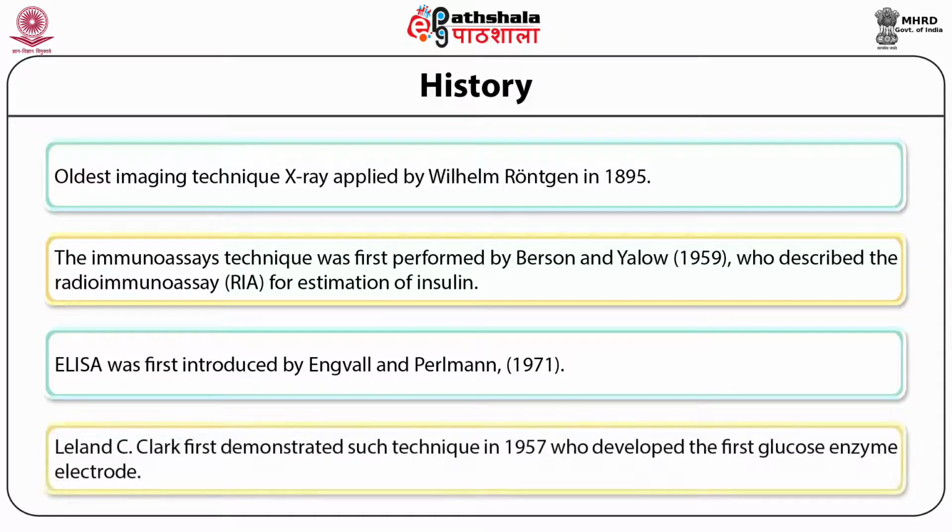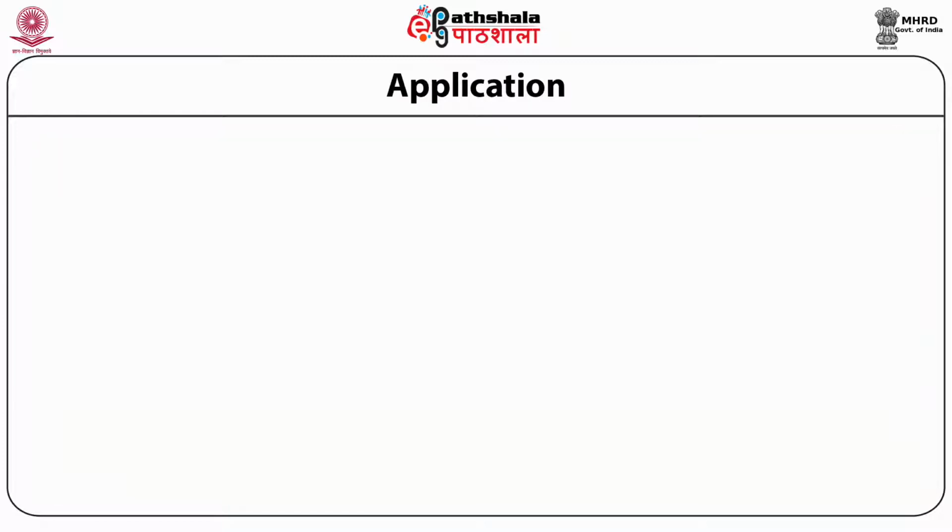It was in 1957 when Leland C. Clark demonstrated a biosensor for detecting glucose level in blood by using a glucose enzyme electrode, and this discovery has formed the basis of glucose sensors easily available in the market nowadays. So these biomarkers have n number of applications.